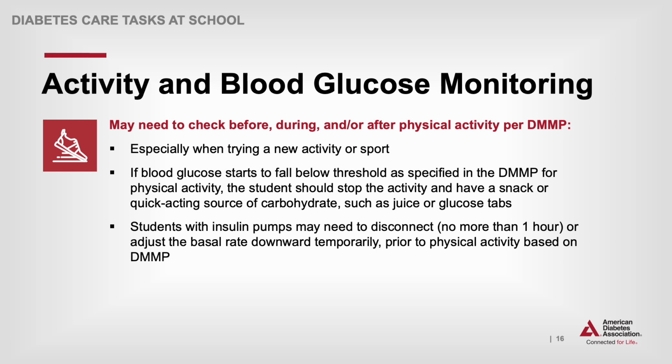If the blood sugar starts to fall, the student should stop and have a snack. Students with pumps may disconnect or adjust the basal rate downward temporarily prior to physical activity per the DMMP. If students disconnect from the pump, they need to have a secure location to store the pump until reconnecting. The effects of activity can last up to 12 hours. Blood glucoses can trend downward for hours after physical activity.